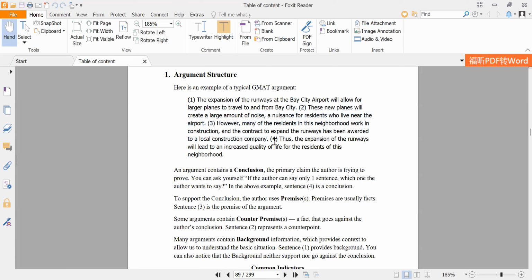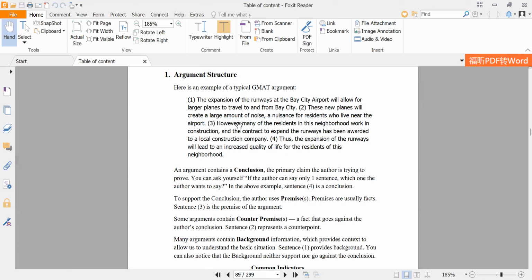All right, so what's going to happen next? Final sentence: Thus, the expansion of the runways will lead to an increased quality of life for the residents of this neighborhood. All right, so you can see that this is an opinion, because it's trying to say that therefore, it will lead to an increased quality of life for the residents. This is not something that we know yet. We may be able to determine it later, but not yet. So this is still debatable, right? So this is the main idea, the main conclusion of the argument. This is the main point of the argument.